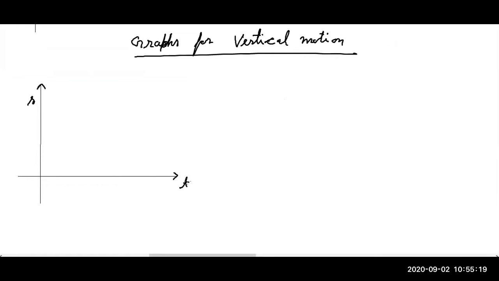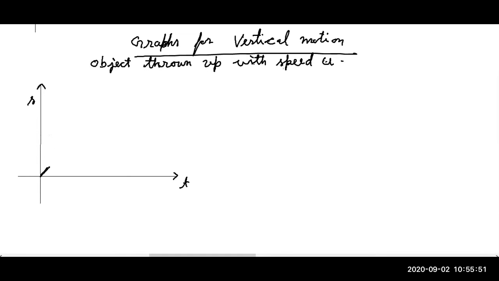Suppose an object is thrown up. We are taking a condition: object thrown up with speed u. So how will the graph look? Initially the speed will be u, meaning there will be some positive slope and displacement will be 0. So the graph will start from here with positive slope.